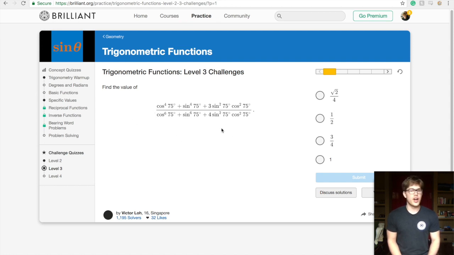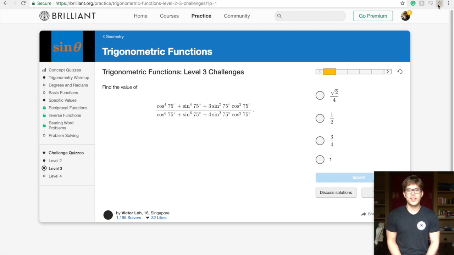Let's dive right in. For this first problem, we have cosine to the fourth plus sine to the fourth plus 3 sine squared times cosine squared, all over cosine to the sixth plus sine to the sixth plus 4 times sine squared times cosine squared. All of these are to the degree of 75 degrees. So let's dive right into this problem.